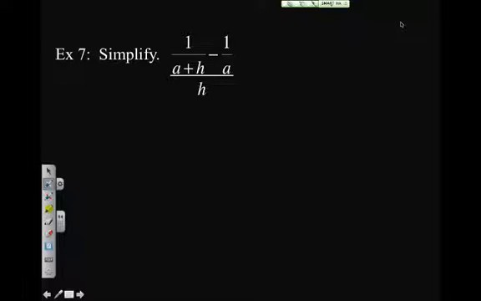Again, this one, we write them all as fractions, we get that. So our denominators are a plus h, a, and 1. Now remember, we want the least common multiple, so these things have to be multiplied. So that's going to give us a times a plus h as our least common multiple. So I'm going to multiply each of these pieces by a times a plus h.